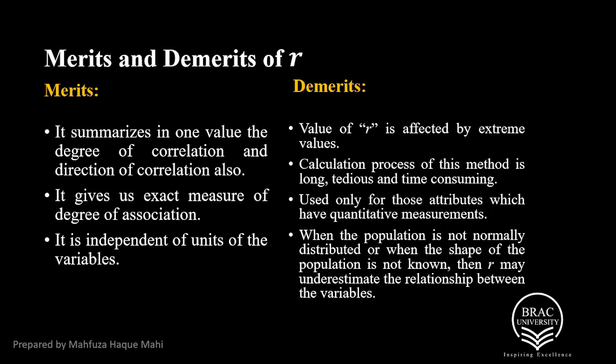There are several demerits of Pearson's correlation coefficient. They are: the value of r is affected by extreme values. The calculation process of Pearson's correlation method is long, tedious, and time-consuming. This method is used only for those attributes which have quantitative measurements. When the population is not normally distributed, or when the shape of the population is not known, then r may underestimate the relationship between the variables.